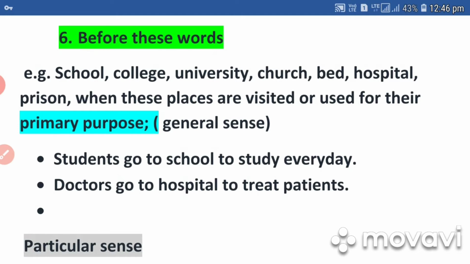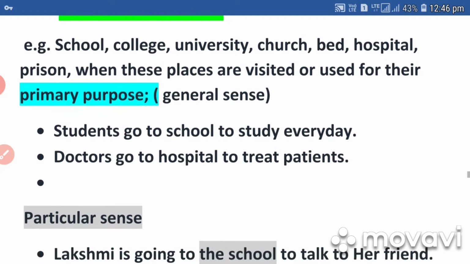When these places are visited and used for their primary purpose, that is the general sense. First, understand what is meant by primary purpose and what is meant by secondary purpose. Primary purpose is very essential. That's a duty of the person. For example, teachers go to school every day to teach. It's a duty. That is primary purpose. Apart from this, if they do any other duty, that is secondary purpose.